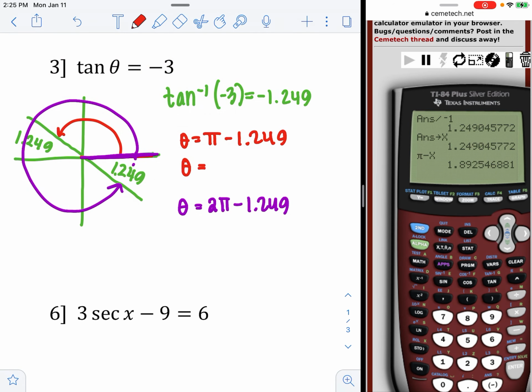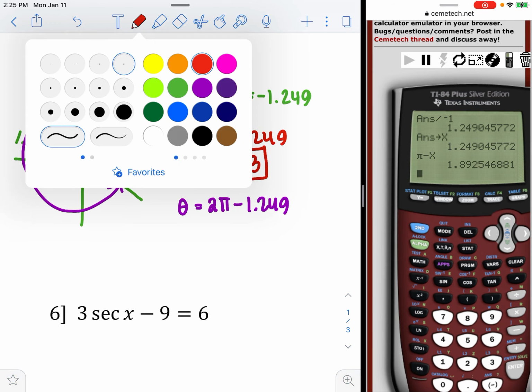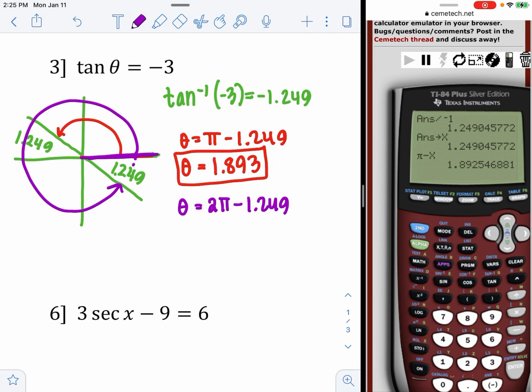theta is 1.893. And then my second answer is from 2 pi minus that. So 2 pi minus x. And my second answer, theta, is 5.034.